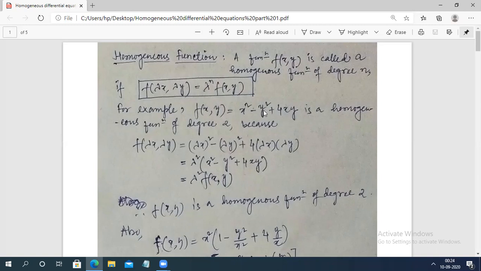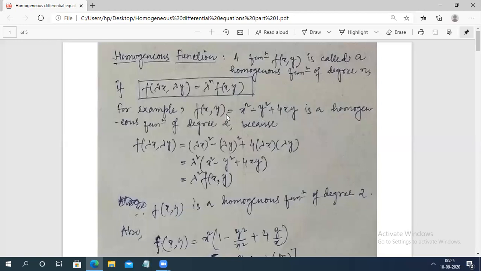Now we can define a homogeneous function in the following way: a function f of xy is called a homogeneous function of degree n if it satisfies the following relation, that is, if f of lambda x, lambda y is equal to lambda raised to the power n f of xy. Now take the same example. We are going to prove that this function is a homogeneous function.